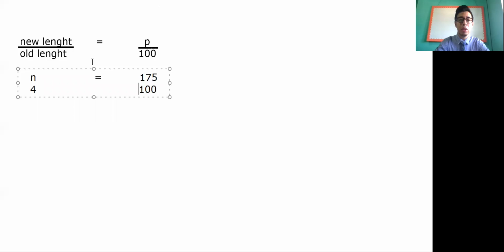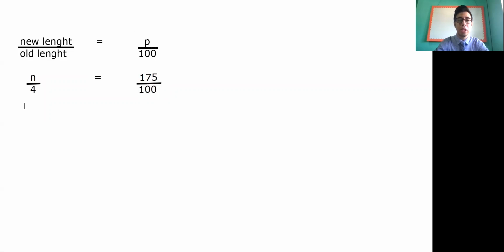So what we need to do to find the value for the variable n, this value is what I want to find, the value for the variable n. So what I'm going to do is to pass the number 4 to multiply to the other side of the equation. That's the only thing I need to do.